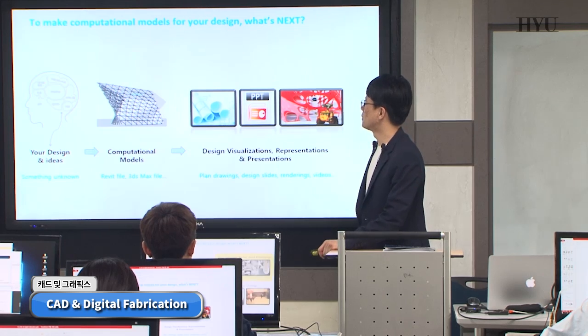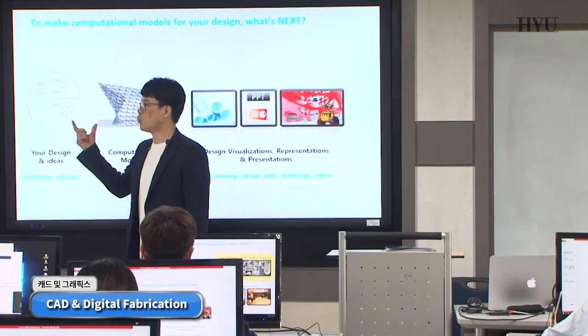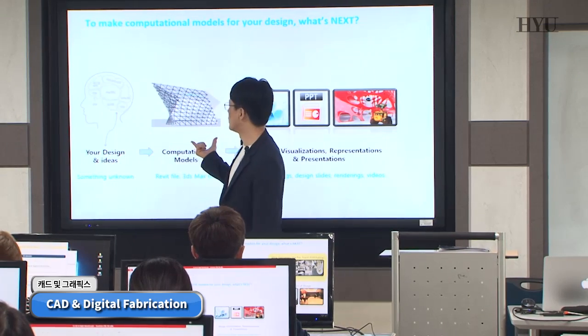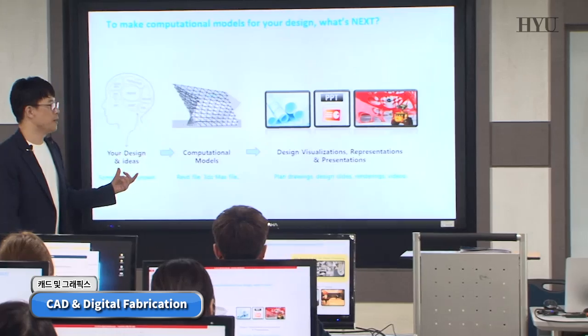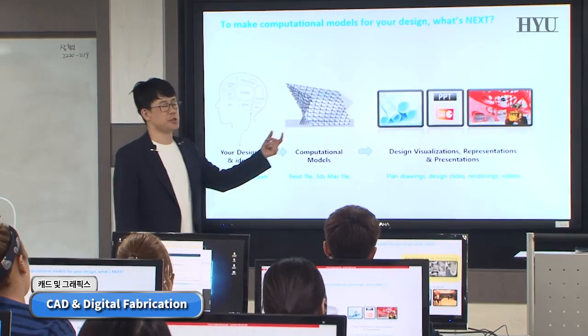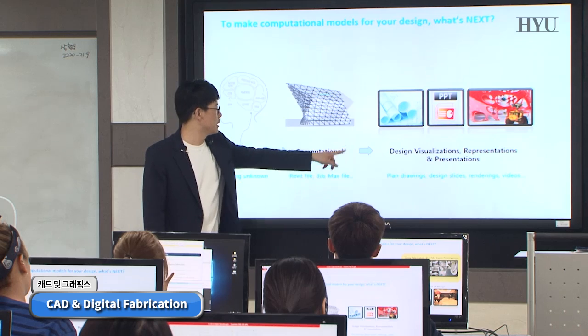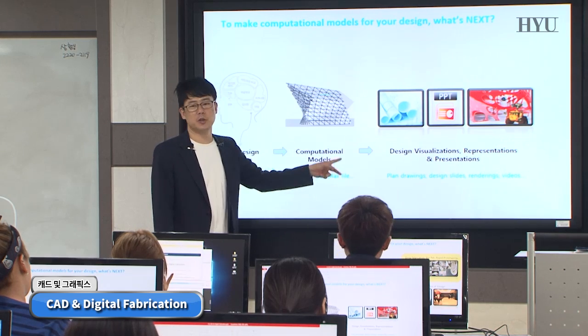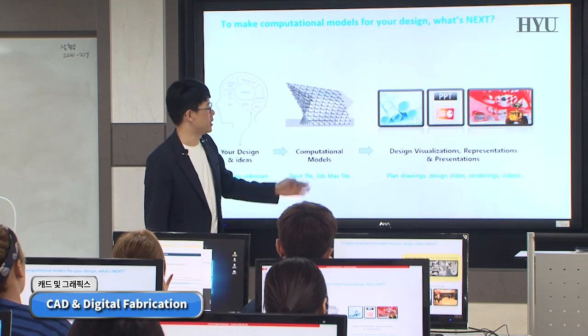What's next? That's the question. As you know, we are creating computational models because we have an idea, okay? We have an idea of geometric shape, design, form. That's why we are working on computational models. What's next in this frame?